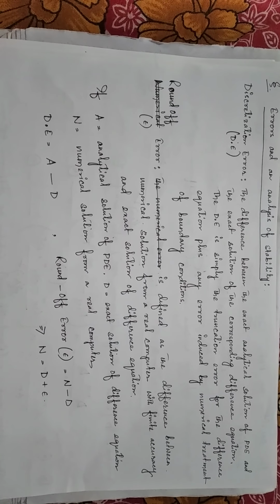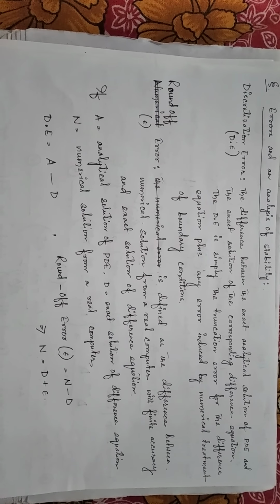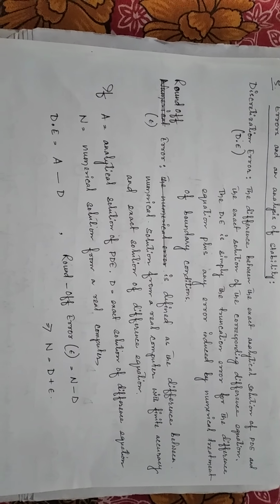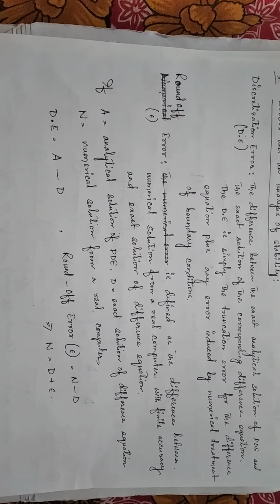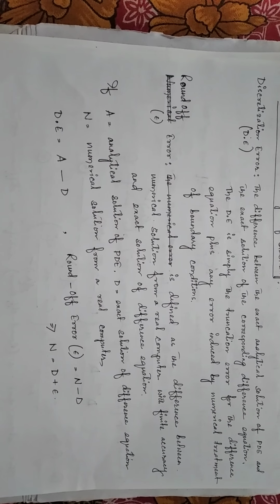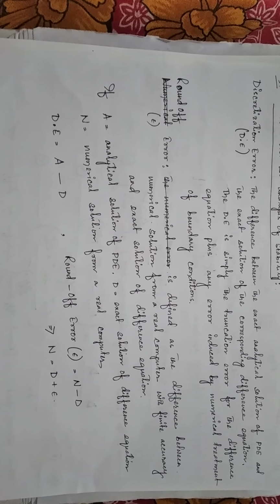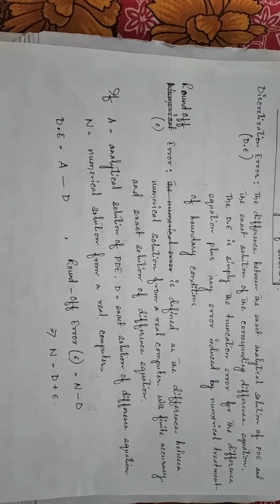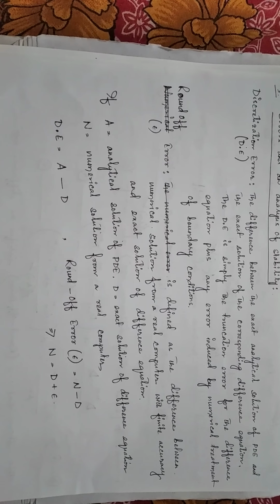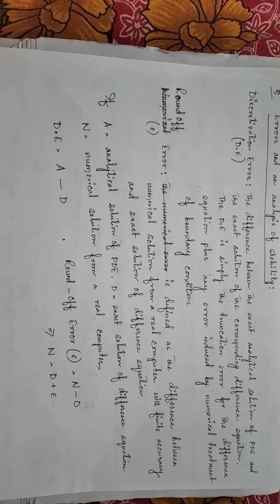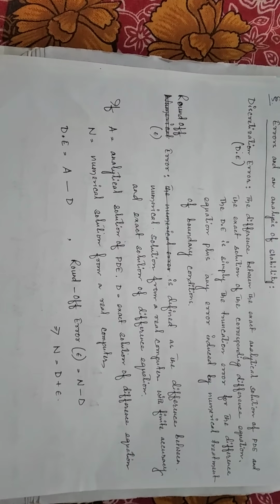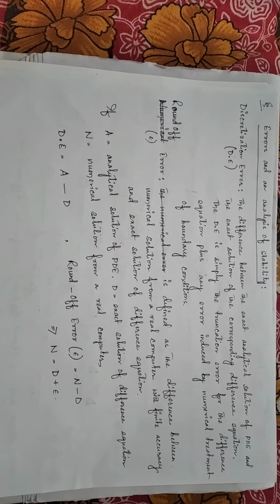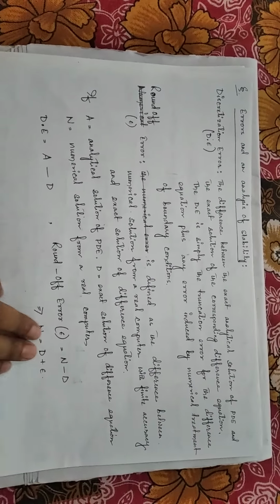Numerical solutions are mainly calculated with the help of the computer. So generally, if A stands for the analytical solution, D is the exact solution of the difference equation, and N is the numerical solution from the real computer, then the discretization error is defined as A minus D, and the round-off error is denoted by epsilon and defined as N minus D. So the numerical solution is equal to the solution of the difference equation D plus the round-off error.